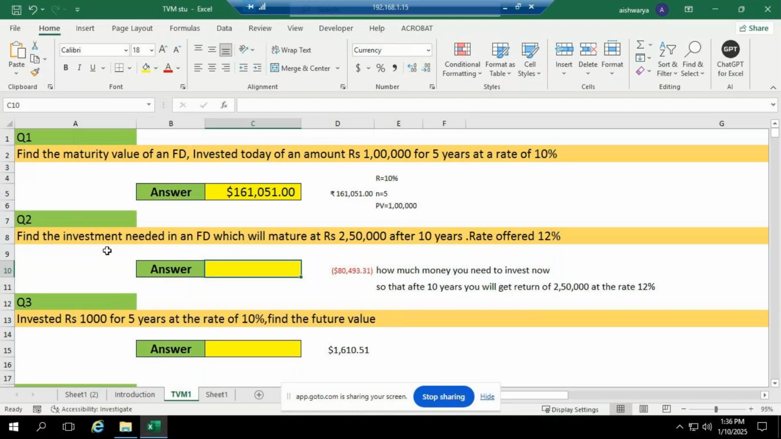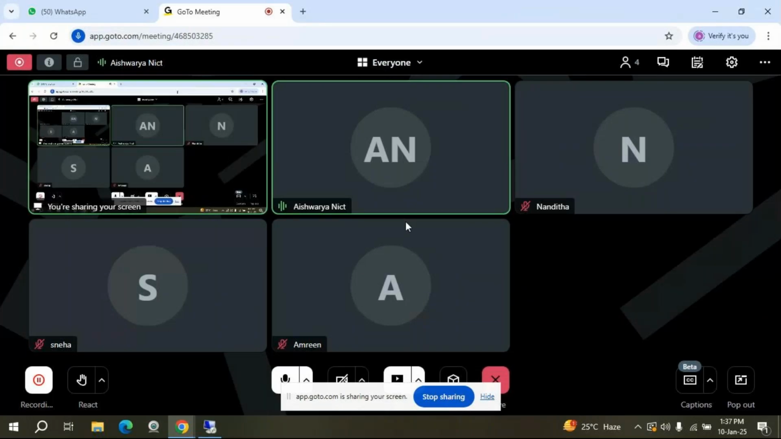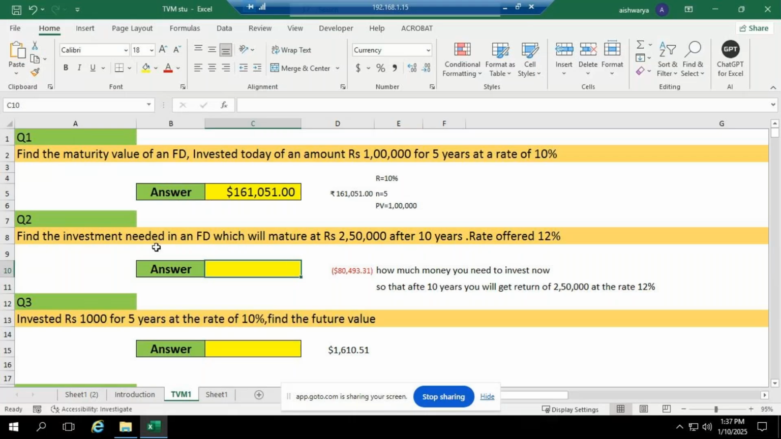Find the investment needed, in the sense, what is the formula we have to use, which will mature after 10 years at a value of 2,50,000? Then how much should be the investment? That is the question. What formula do we have to use here?